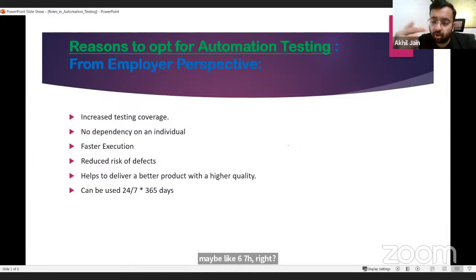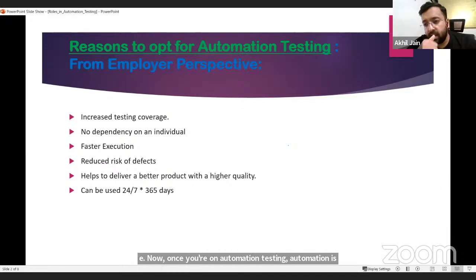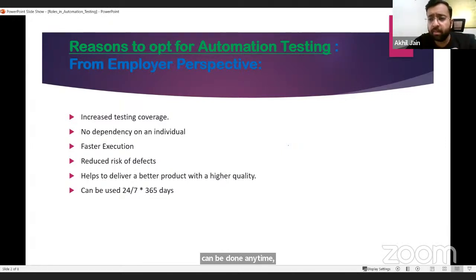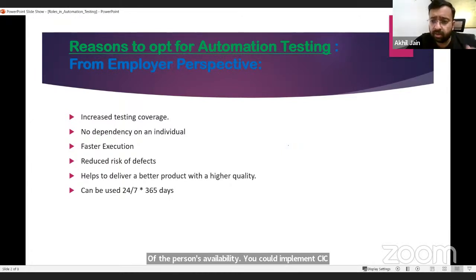Now, once your automation is implemented for those test cases, how does it really help? It helps you to cover the things more quickly. Once things are automated, they can be run anytime, anywhere, irrespective of the person's availability. You could implement CI/CD and just leave that there. You will just trigger the execution, and that could even be scheduled. You can even run it overnight, and you can get the report in the morning. So that is the benefit which the project gets.